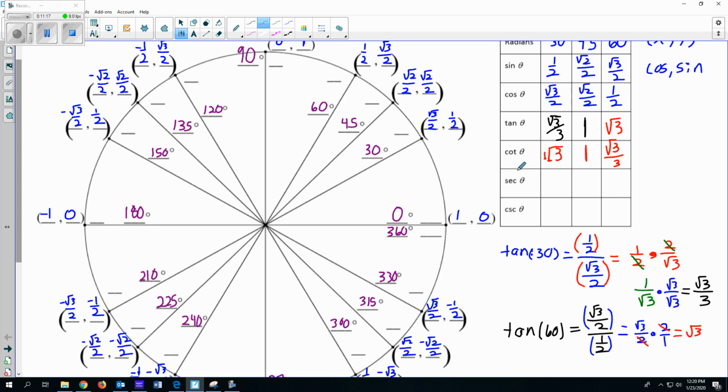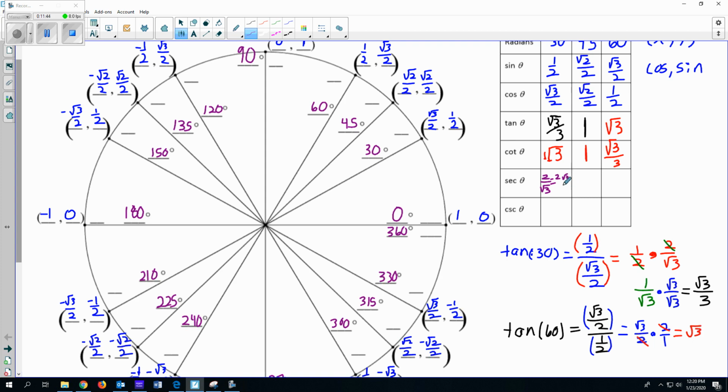Now the secant is going to be the reciprocal of cosine. So on these first couple, we'll have to do a little bit of rationalizing. When I flip this, it's going to be 2 over the square root of 3. I'm running out of room, so I'm just going to explain this verbally, but what I'm going to do here is multiply the top and bottom by square root of 3.